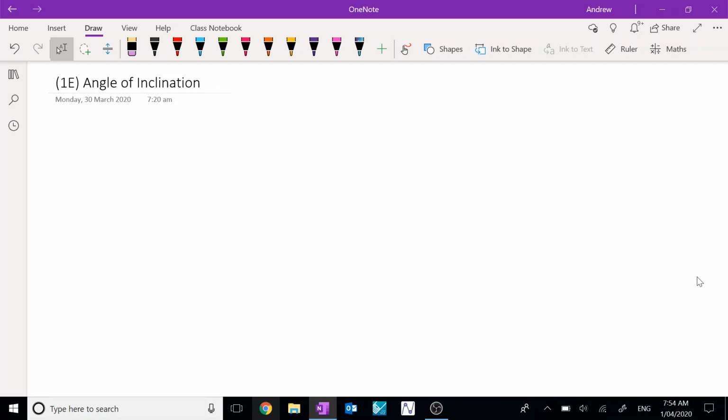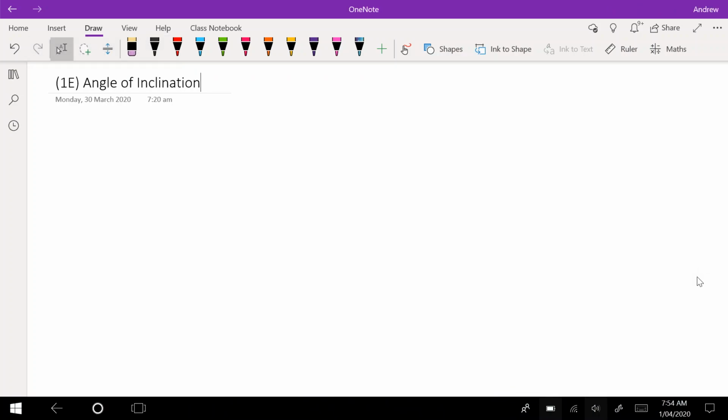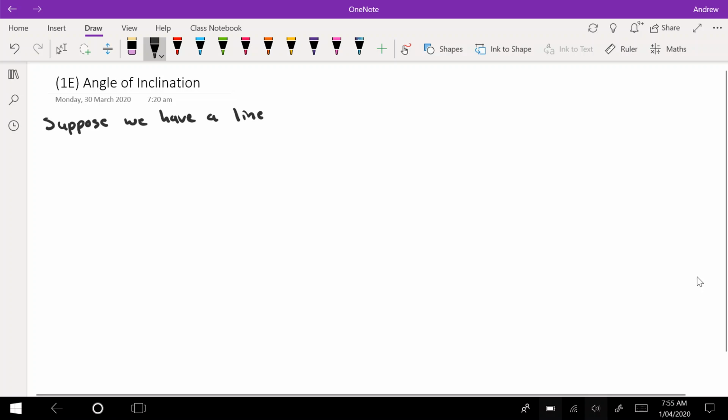Super quick one today. We're going to go over the angle of inclination of a line. The angle of inclination gives us some pretty cool things about a line. So suppose we have a line on a Cartesian plane. And this is going to be for a straight line, just to be clear. It has to be a straight line on a Cartesian plane.